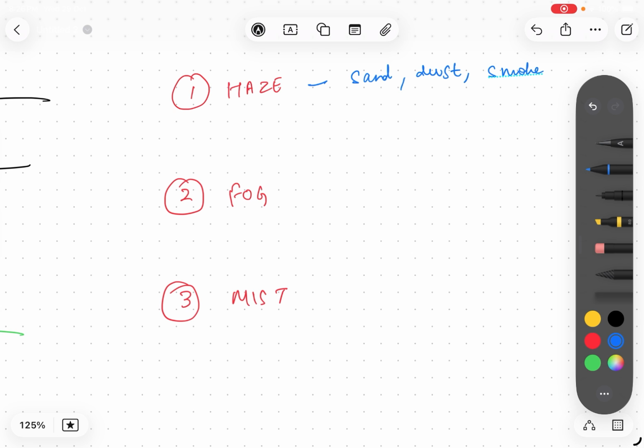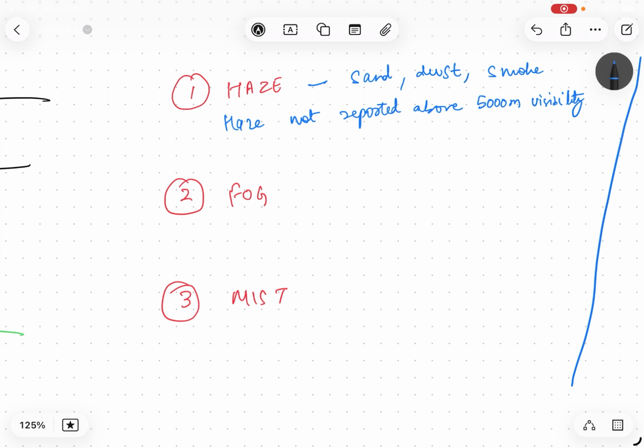So is there a lower or upper limit to visibility in haze? There is no lower or upper limit. So there is no limit, but haze is normally not reported above 5,000 meters of visibility. So it will be reported only below that. If there is haze, it will be closer to the ground. Haze is normally not at higher levels, so it's not even reported at higher levels.